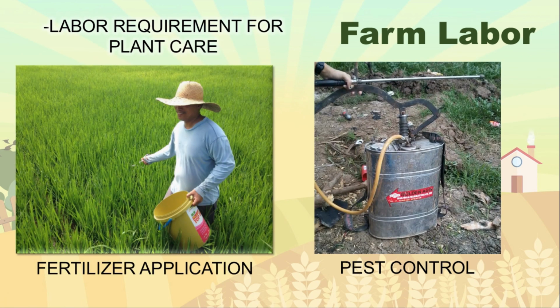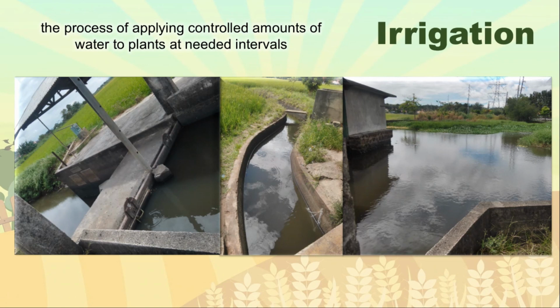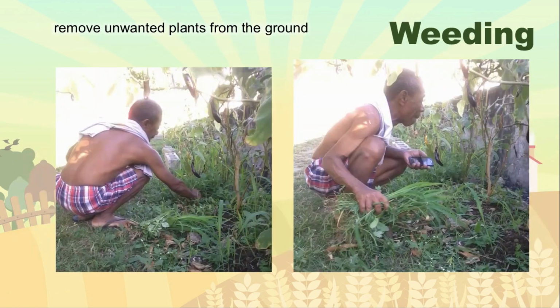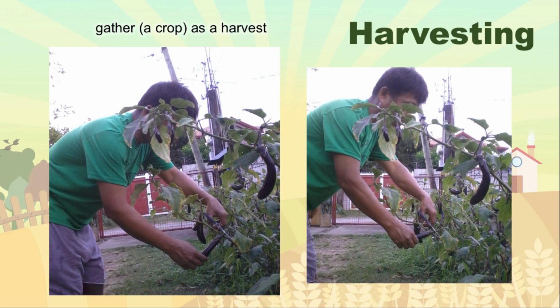While for plant care, we have the application of a fertilizer and the pest control. Irrigation ay ginagamit din natin para makontrol yung amount ng tubig na kinakailangan papunta sa ating palayan. At ang weeding, yung pagtanggal ng mga unwanted plants from the ground. And harvesting, of course, yung pagkuha ng mga bunga ng ating itinanim. Okay? Yan ang mga halimbawa ng farm inputs and farm labor na ating kakailanganin maya-maya lamang sa pag-estimate.